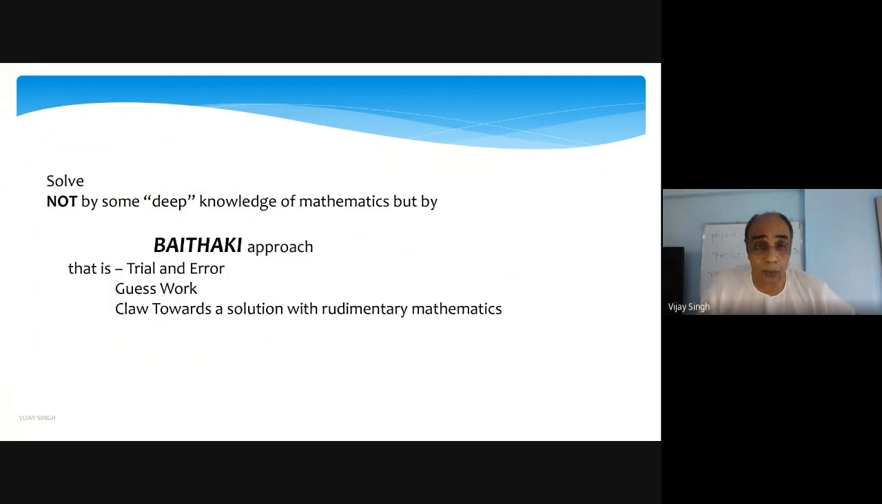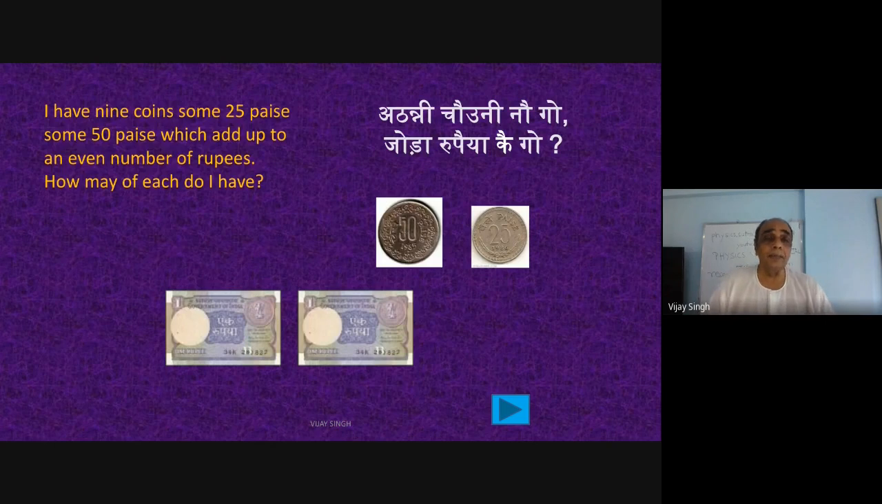Let's come to the next one. I have 9 coins. Some are 25 paise, some 50 paise. I don't know how many of 25 and how many of 50 I have. And I have to make an even number of rupees, either 2, 4, or 6, or 8. And a rupee is 100 paise, I remind you. How do I do this?